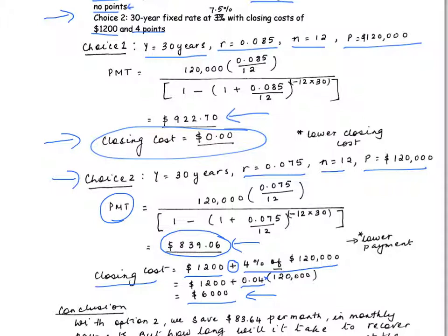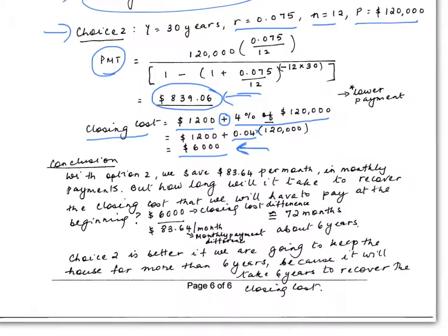So now we have to think about what a better option is. Here we have a higher monthly payment versus a lower monthly payment, but in this particular problem, we also need to factor in the closing cost. A higher payment, lower closing cost for the first option, a lower payment with a higher closing cost for the second option. Now, let's see how we make our conclusion.